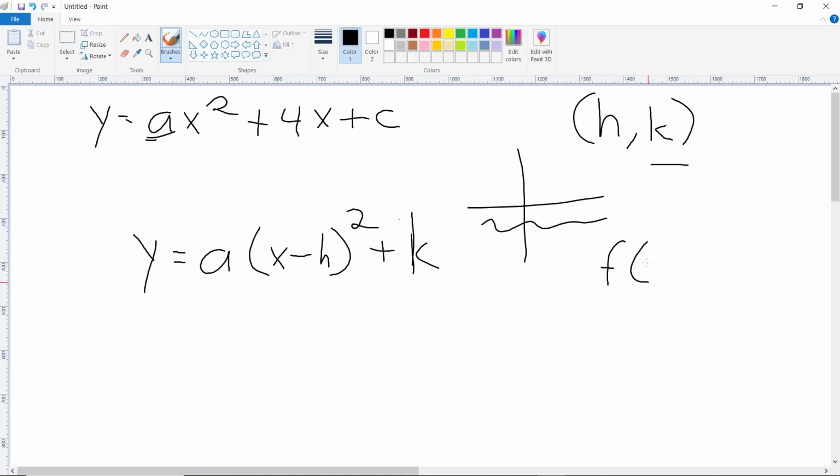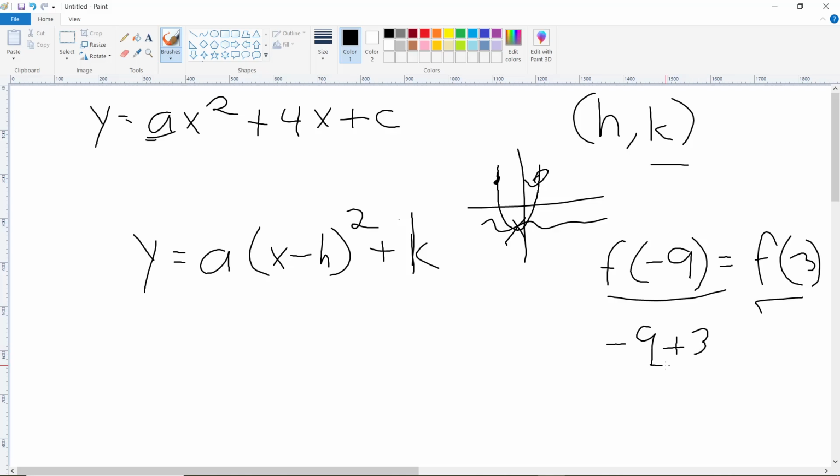It says f of minus 9 equals f of 3. So I'm going to know the h of the vertex, because the vertex will be halfway in between those two values. A parabola would look like that. There's f of minus 9, and there's f of 3. And the vertex is halfway between those values. Well, what's halfway between minus 9 and 3? The total distance between them is 12. Half of 12 is 6, and minus 9 plus 6 is minus 3. Or you can just do minus 9 plus 3 divided by 2 equals minus 6 divided by 2 equals minus 3. So h is minus 3.